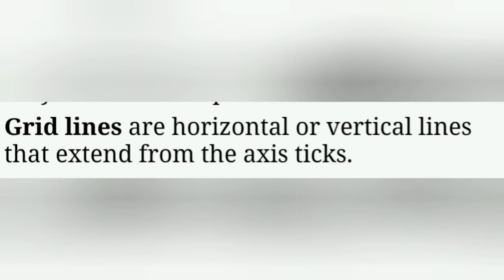Grid lines. Grid lines are a major component of a chart that helps you to read the information on a chart very easily. So grid lines are horizontal or vertical lines that extend from the axis ticks, and they are crisscross lines like a graph paper has. They make it very easy to read the chart information.